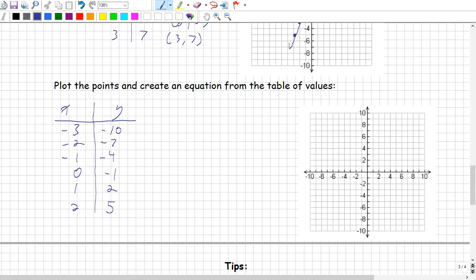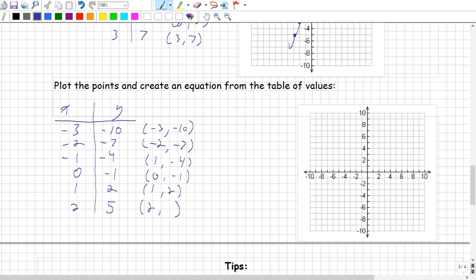The last one we're going to do is very similar to the first one, only we're going to have to come up with the equation too, just like we did in the first lesson. We're going to look at the equation as well. Plotting the points is easy because each one of these just turns into a coordinate point: -3, -10. This one is -2, -7. This one here is -1, -4. The next one is 0, -1. 1, 2, and 2, 5.